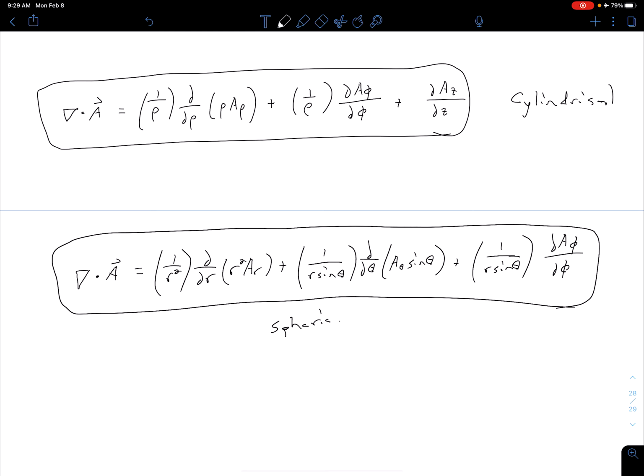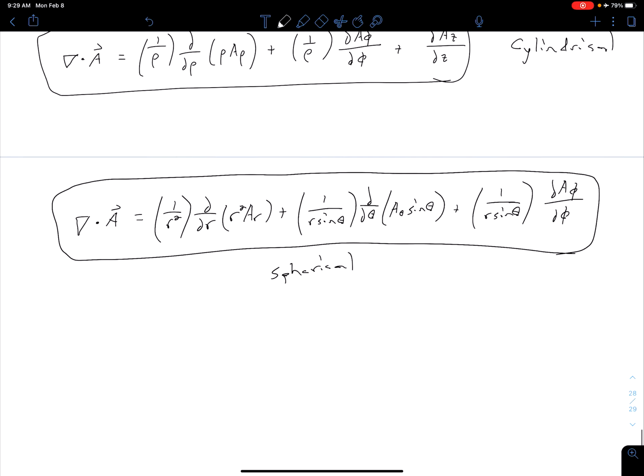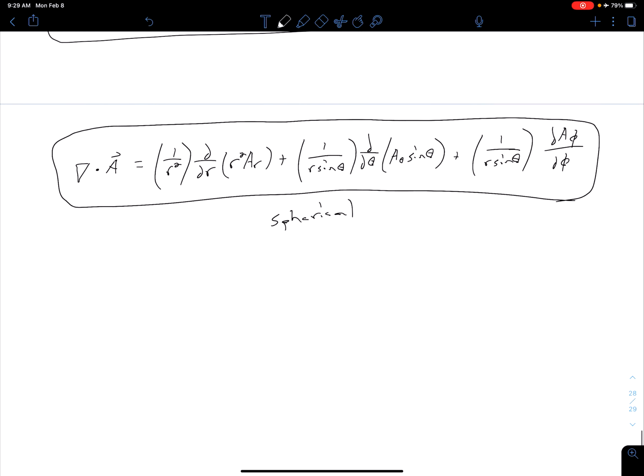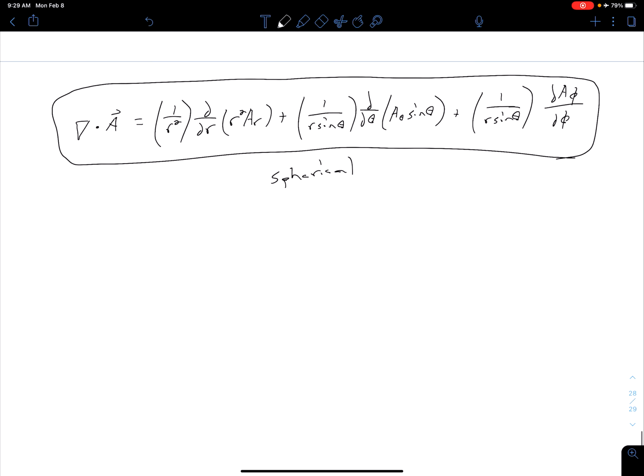Just like with our gradient, I don't expect you to remember these. I would expect you to have them in your note sheets or somewhere you can reference, and of course to be able to use them. We'll see how to do that in an example in a little bit. The last thing I want to look at in this video is some of the properties of the divergence of a vector field.